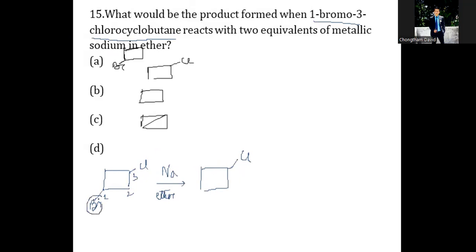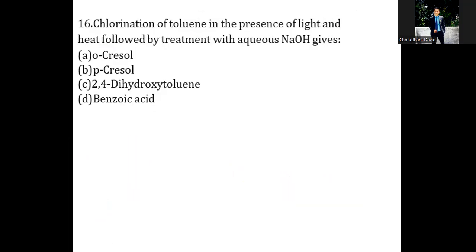This bromine will be left, minus charge, and add another sodium. Now it forms this compound. So find the answer for this question. Where do you find this? The option number D, bicyclic compound. Question number 16.